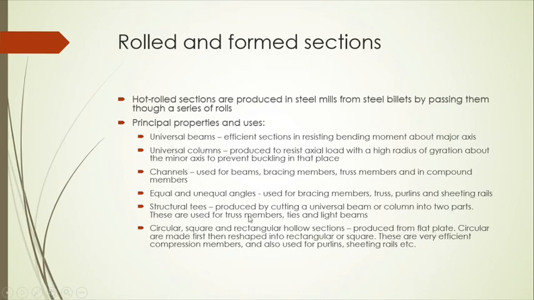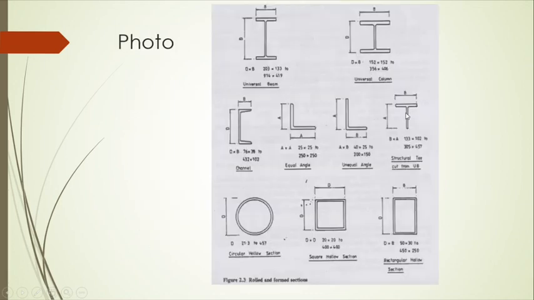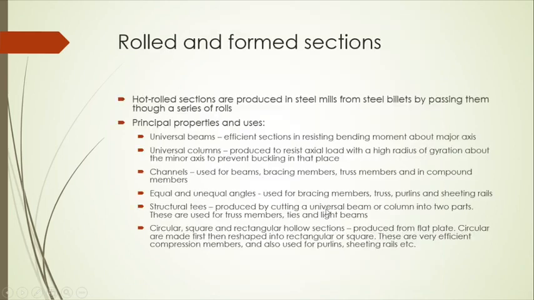Structural Ts refers to T sections, which are often used for truss beams, truss members, ties, and light beams. Structural Ts. Sometimes they use I beams, depending on your design.